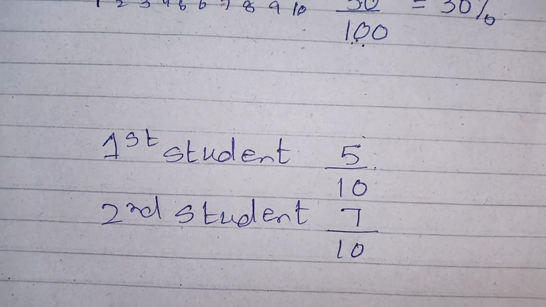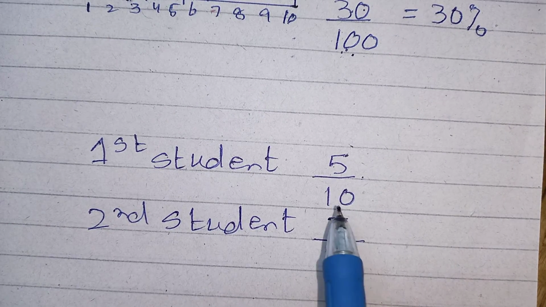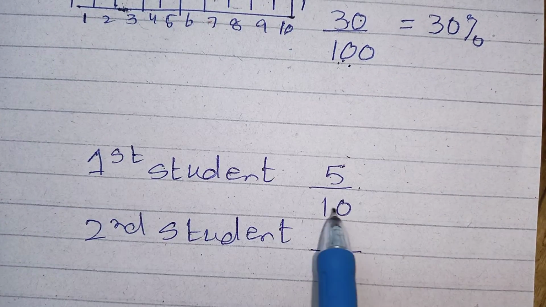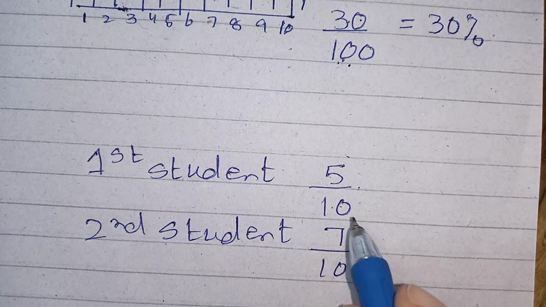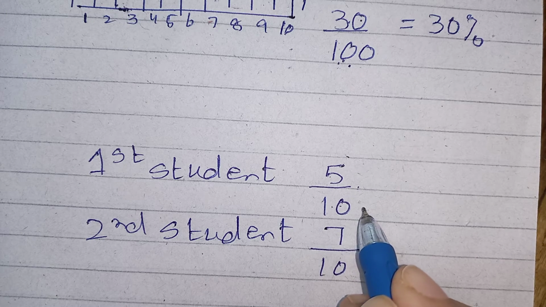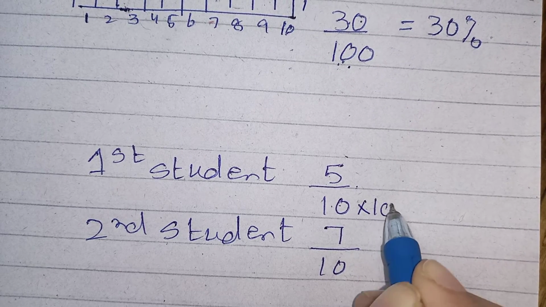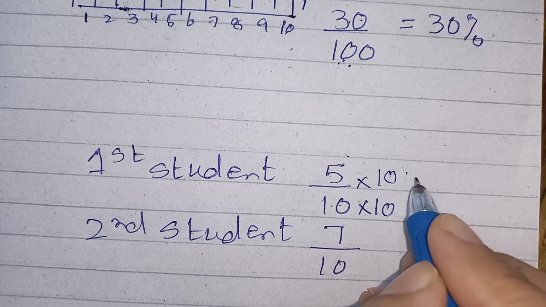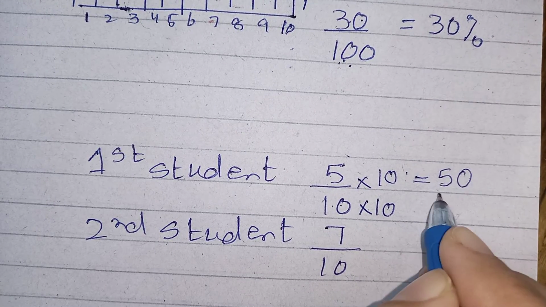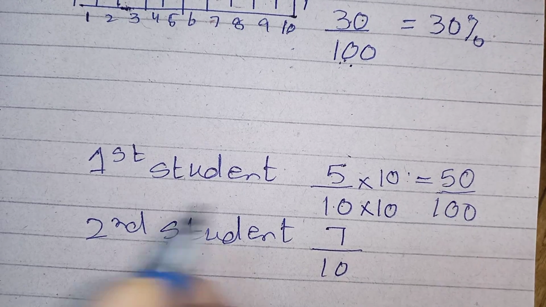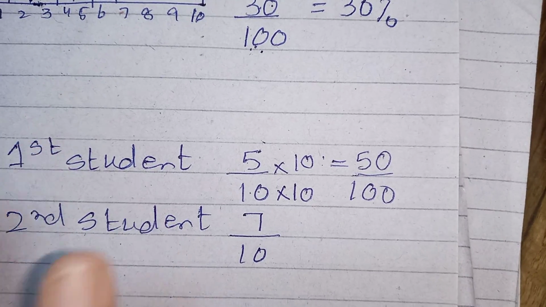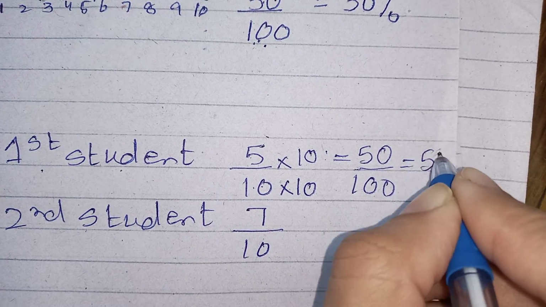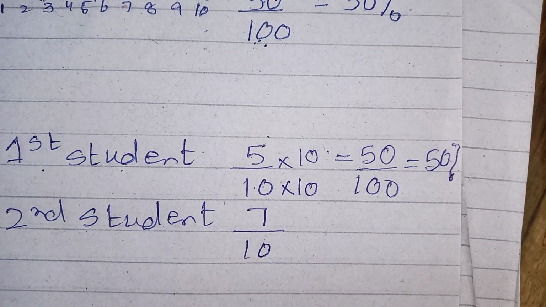So how will we do it? I told you that we need to convert it into 100 parts, and 100 parts are not there. So what will we do? We will multiply the denominator by 10 and the numerator by 10. Now we have 50 upon 100, and we will say that the first student got 50% marks in the test.